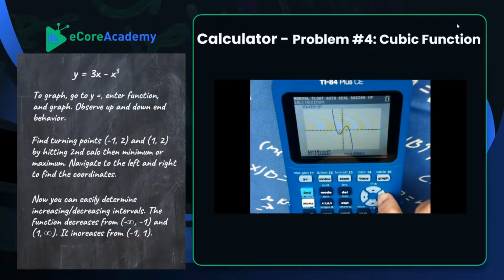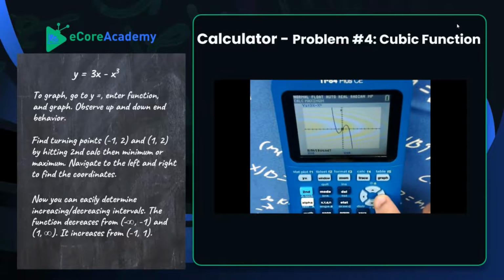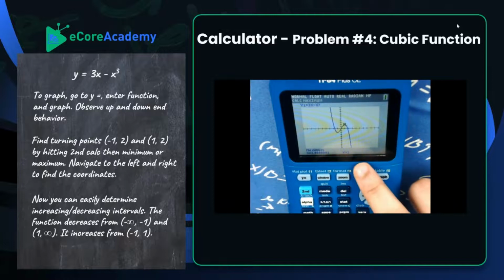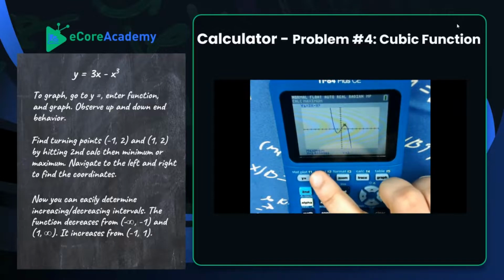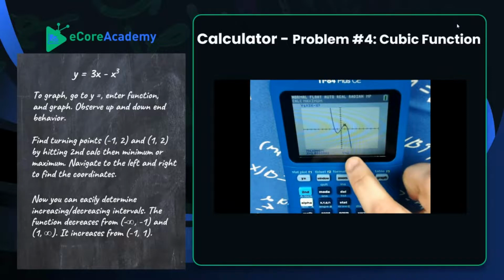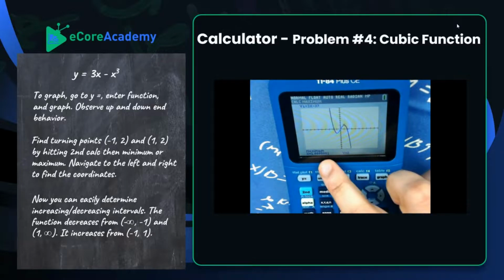It's asking left bound first, so I'm going to go to the left of that turning point, hit enter, go to the right of that turning point, hit enter, and then I'm going to guess where the turning point is, hit enter, and then the calculator will give me its guess, 1.000012, and we can round that up to the turning point 1, 2.